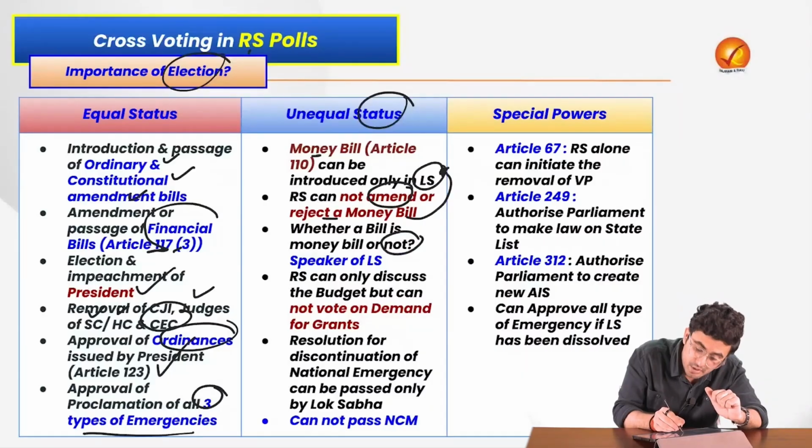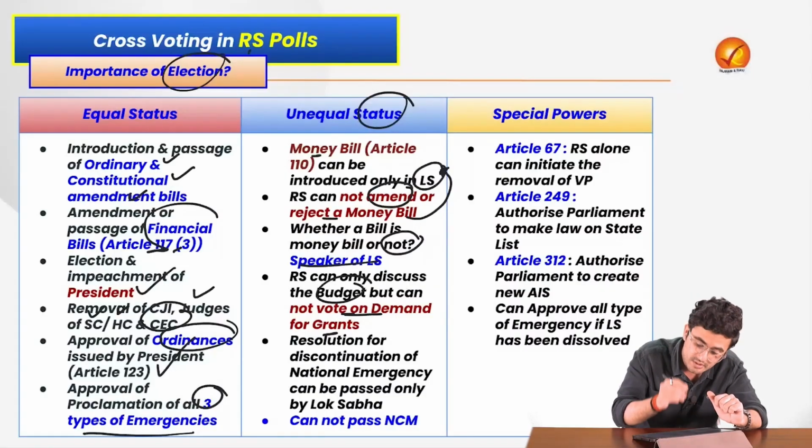Who decides whether a bill is a money bill or not? The Speaker of Lok Sabha. Rajya Sabha can only discuss the budget but cannot vote on the demand for grants, which is voted on only by the Lok Sabha.